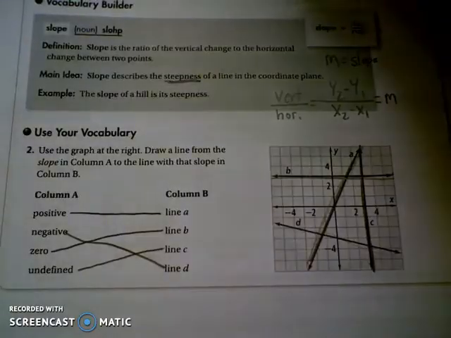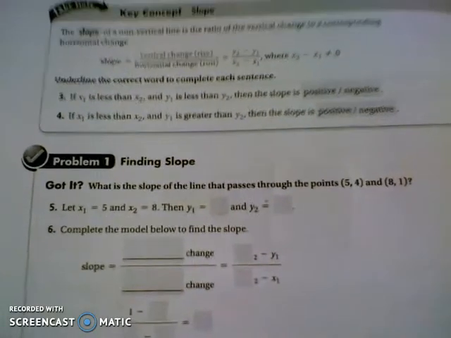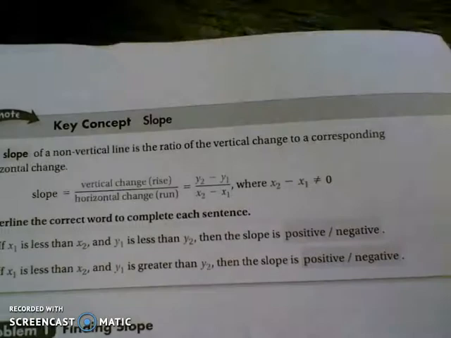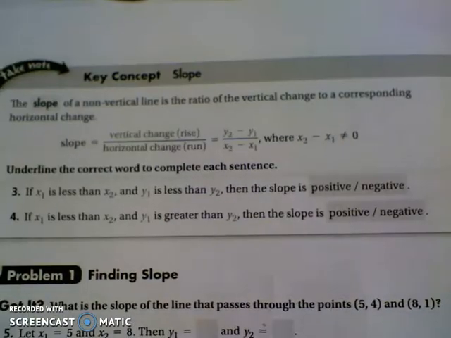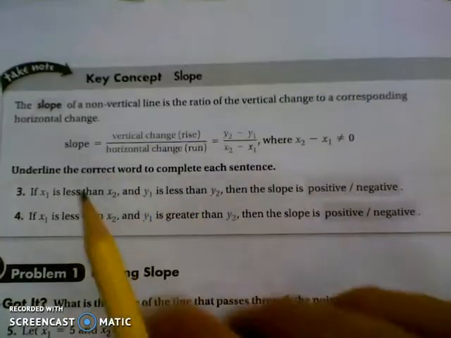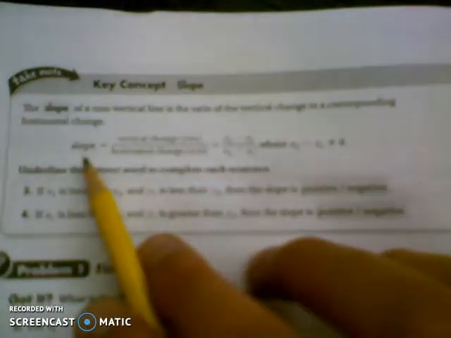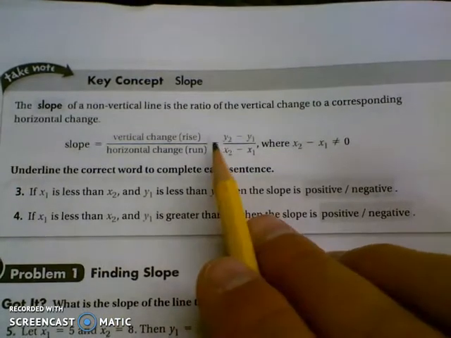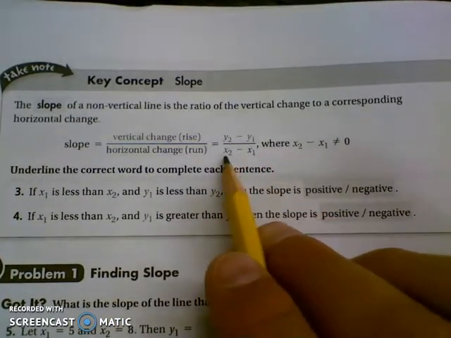So that's our notes right there. We'll go to page 35 and talk about more notes. Here's what we were just talking about before. The slope of a non-vertical line is the ratio of vertical change to a corresponding horizontal change. Slope equals vertical change, rise, divided by horizontal change, run. Or y2 minus y1 over x2 minus x1.